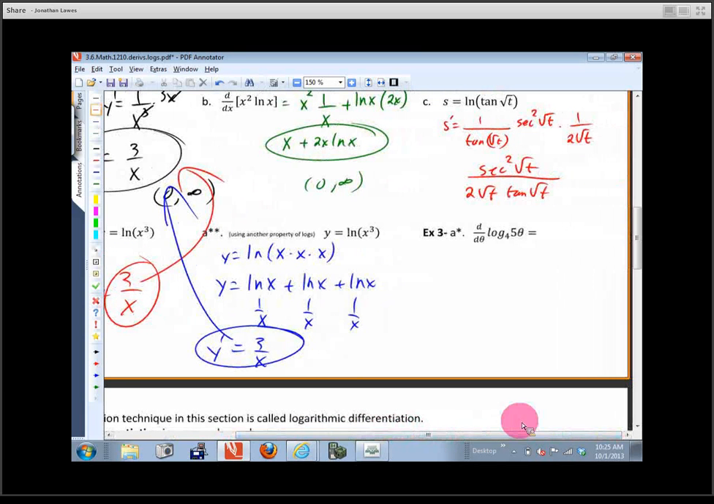Okay, so with that in mind, let's think about this one right here, and there might be a couple different ways that we could consider this. Log base 4 of 5 theta. We already know what the answer is. We did this one up in example 3. Is there another way you could get the answer using properties of logs? Log base 4 of 5 plus log base 4 of theta. Wouldn't that work?